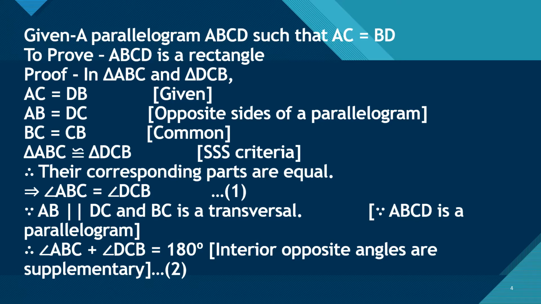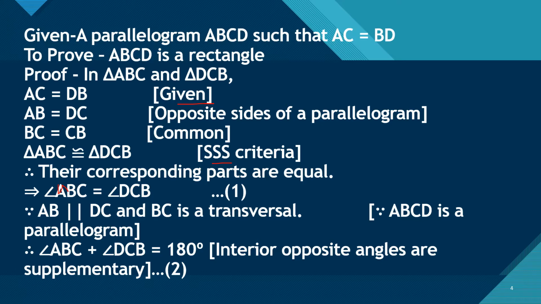Proof: in triangle ABC and triangle DCB, AC is equal to DB. It is given. AB is equal to DC, the opposite sides of a parallelogram are equal. BC is equal to CB, and they are common. Triangle ABC is congruent to triangle DCB by SSS criteria. SSS means side side side congruence criteria. Therefore, their corresponding parts are equal. So angle ABC is equal to angle DCB.